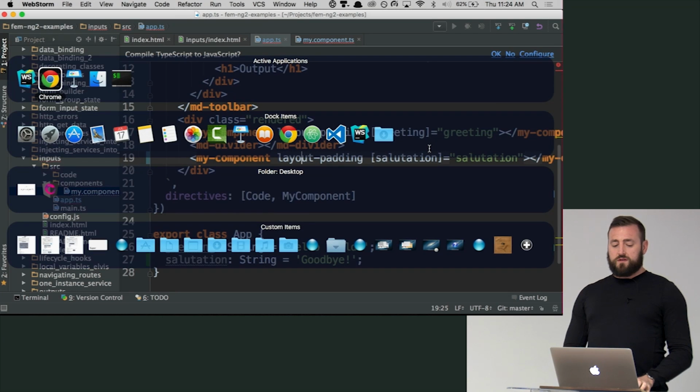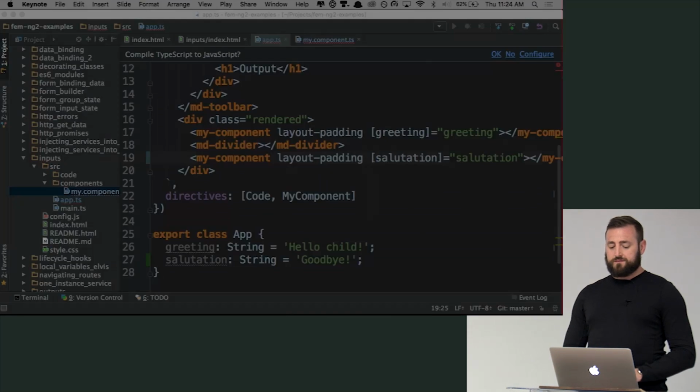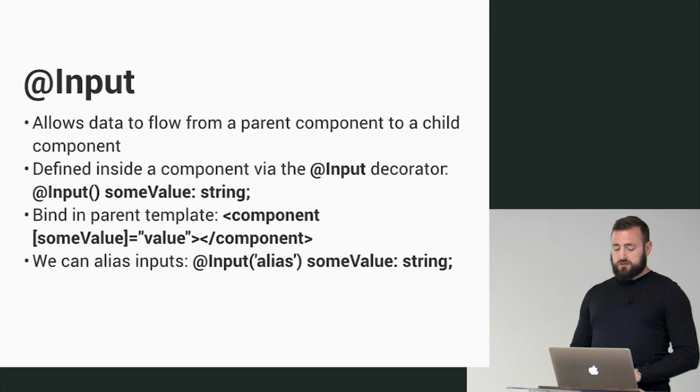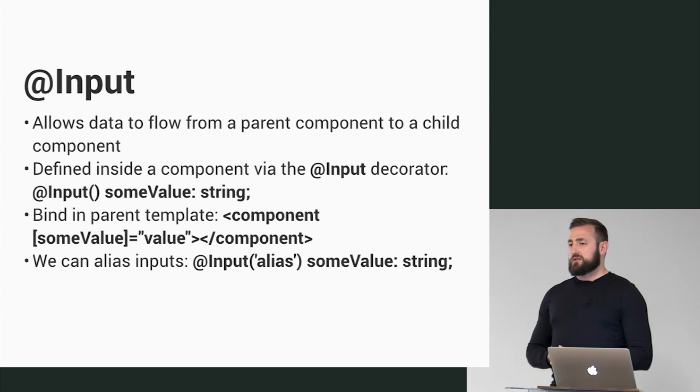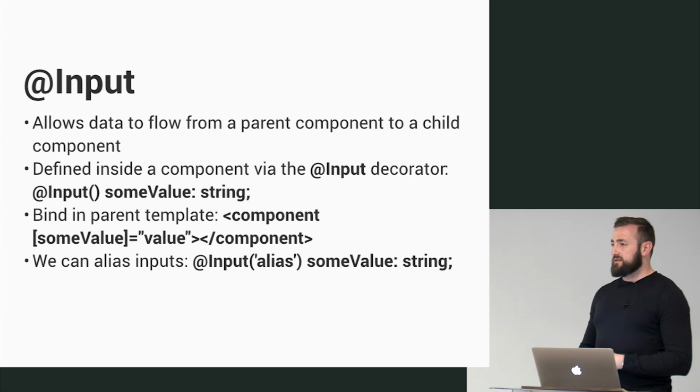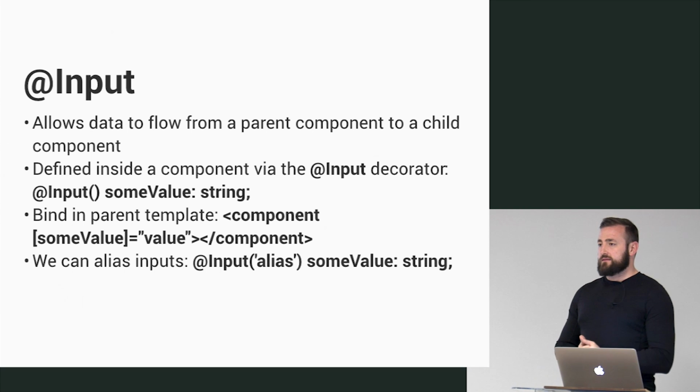One other thing worth mentioning here is that you can also alias this as well. So for instance, if there's some weird property shadowing happening and you want to call it something different, you can create an alias on that.